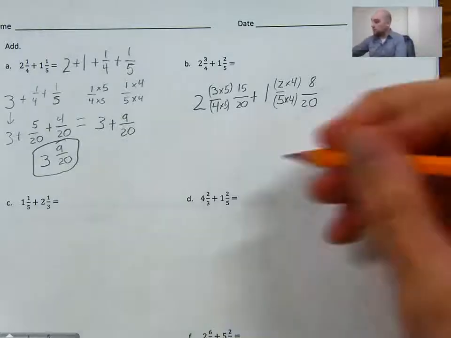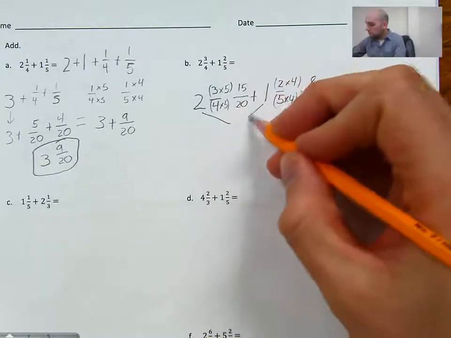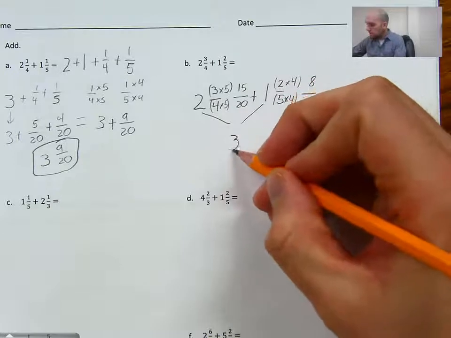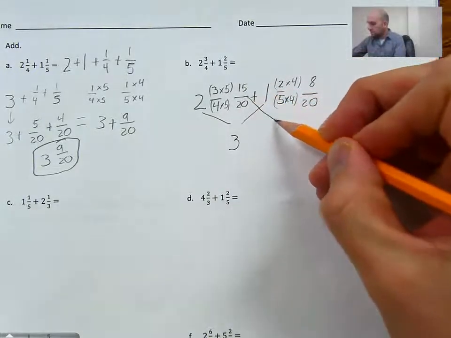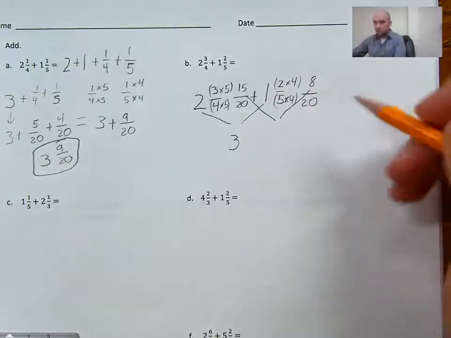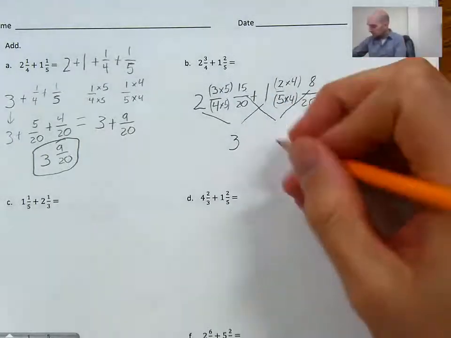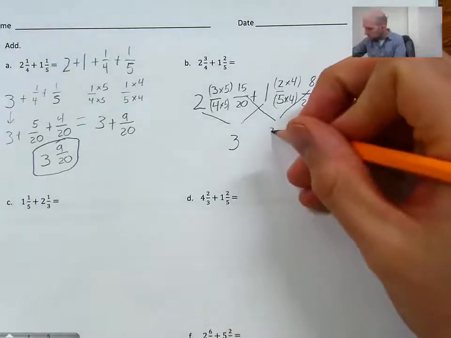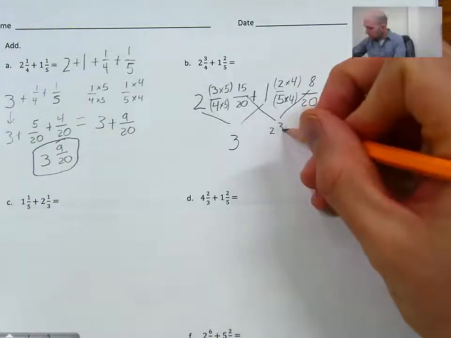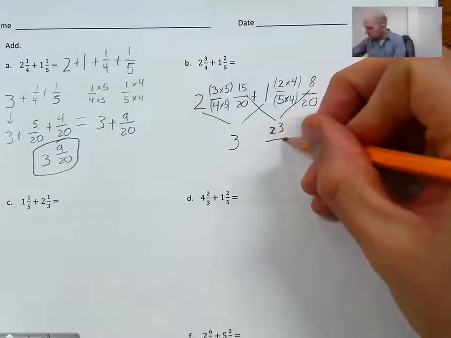So I'm going to add my 2 and my 1. I get 3. I add 15 20ths and 8 20ths. And that's going to give me 23 20ths.